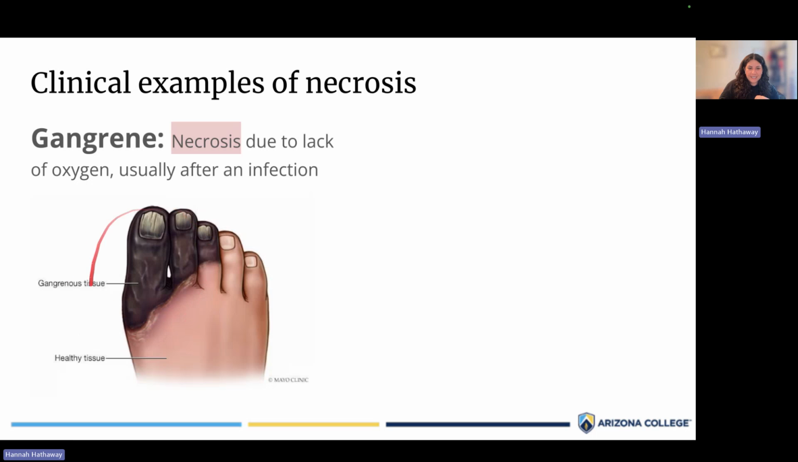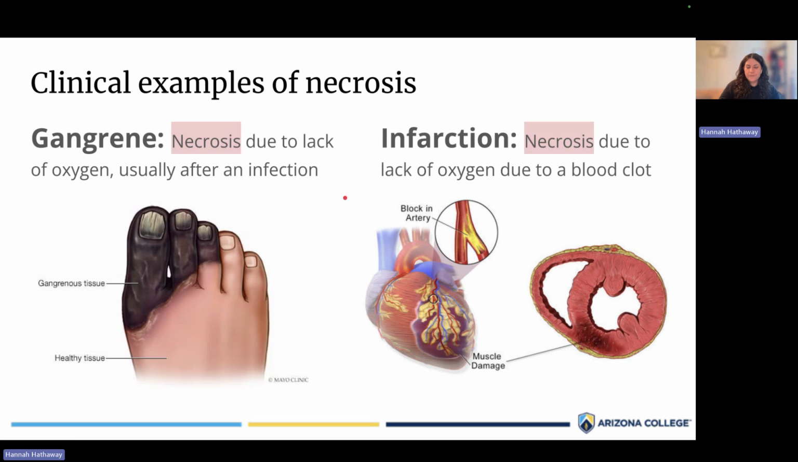This tissue that has undergone gangrene is going to look black. We actually would say that this looks necrotic and crusty. It might smell. So these are all different indicators of necrotic tissue.